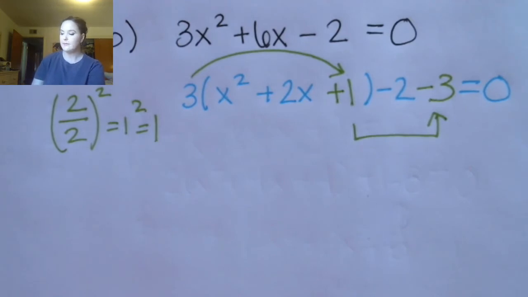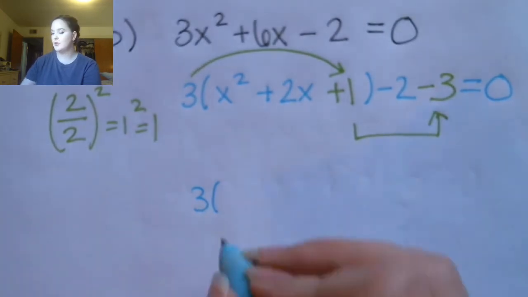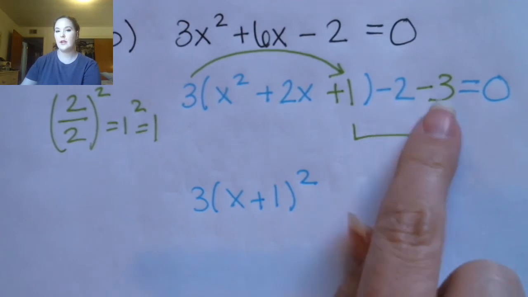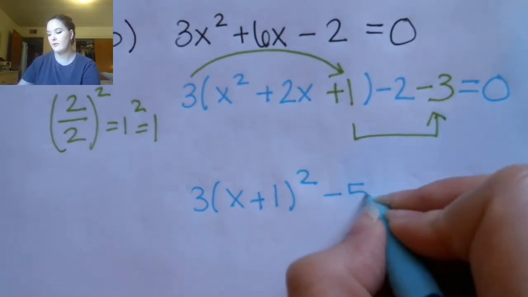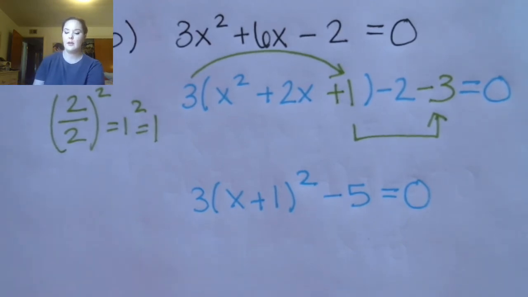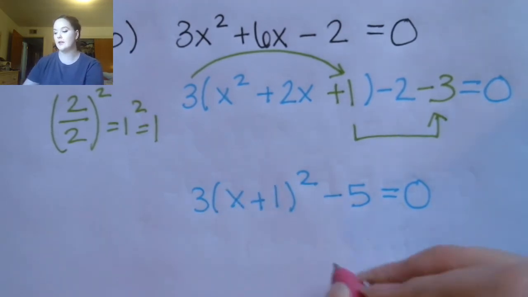Okay, now I'm going to factor this. So what multiplies to 1 and adds to 2, it's a 1 and 1. Okay, and then negative 2 minus 3 is negative 5. Okay, so I've completed my square. Here you can see the square part. And now I'm going to finish this by extraction of roots.